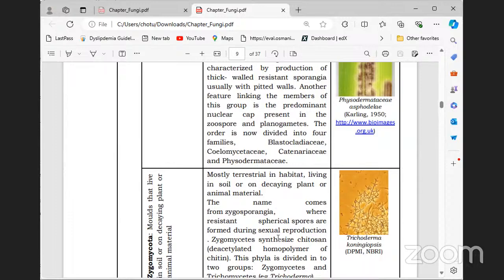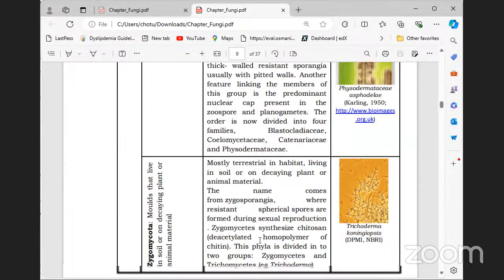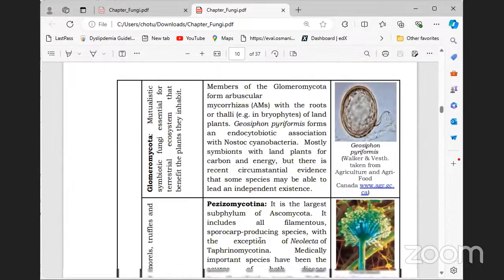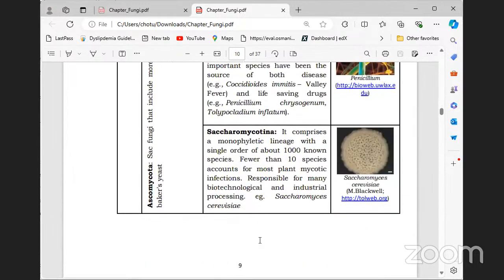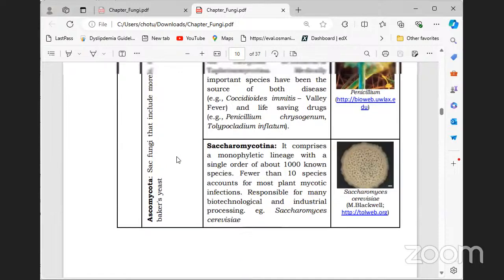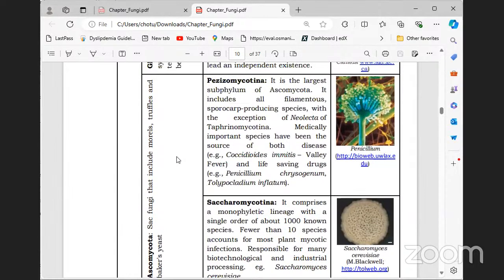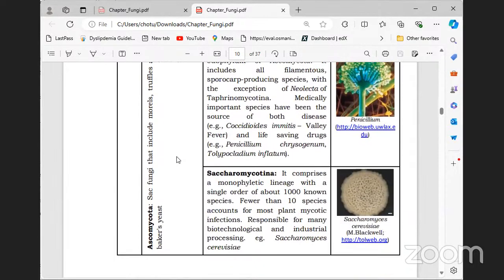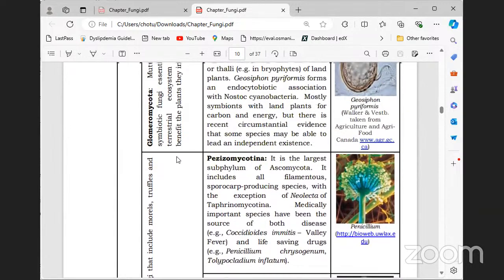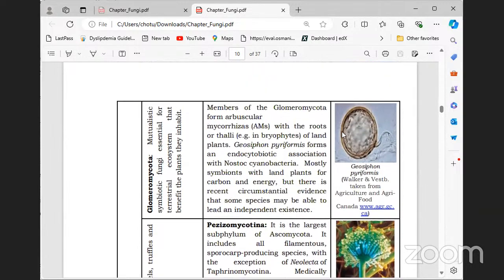Historic consideration, medicine. Okay. The next one, coming to another one, Ascomycetes. This is the sac fungi that include molds and the baker's yeast. In the Ascomycotina, two best examples are there. One is yeast, the second one is Penicillium.